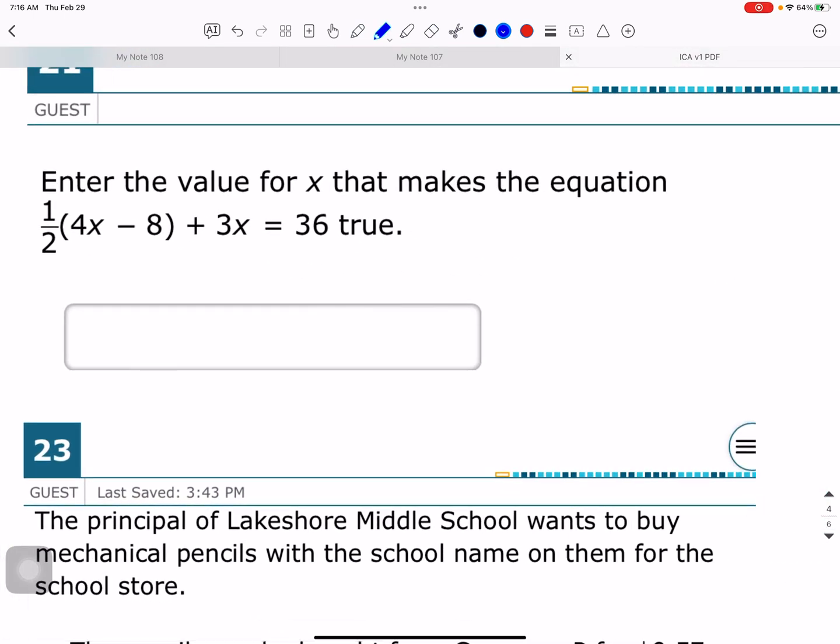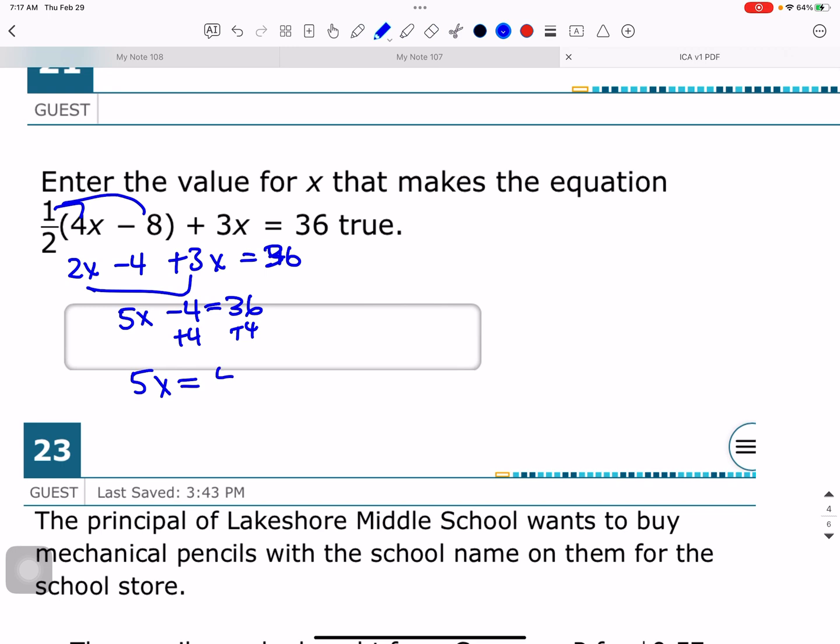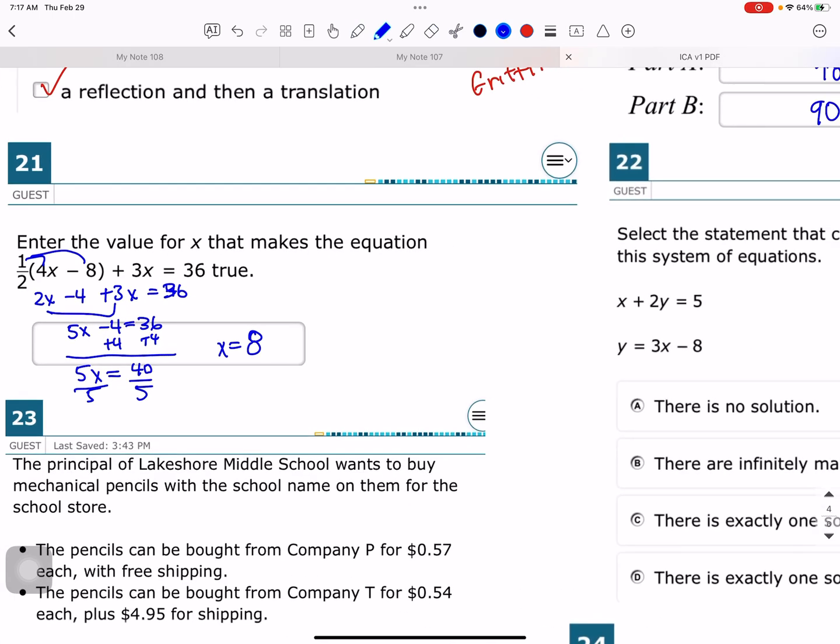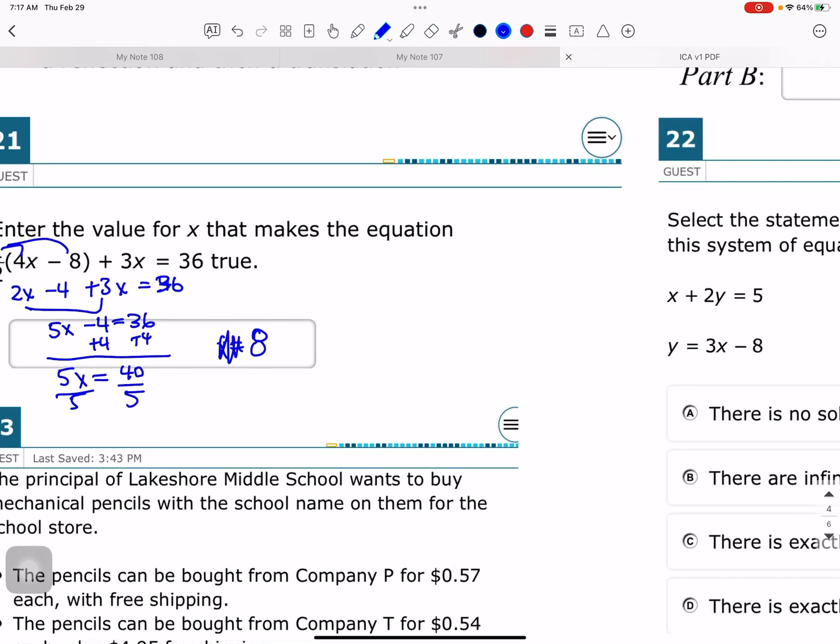This one, let's see, 1/2 of 4x is 2x minus 4, right? Plus 3x equals 36. 2x and 3x means really I have 5 x's, minus 4 equals 36. I'm going to add 4. 5x equals 40. Divide by 5, x equals 8. So I guess it's just enter the value, so 8.